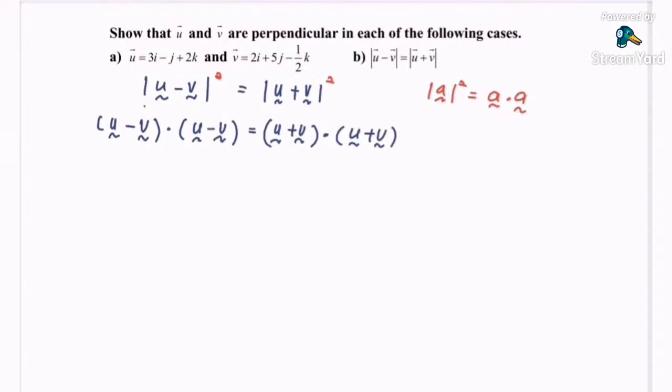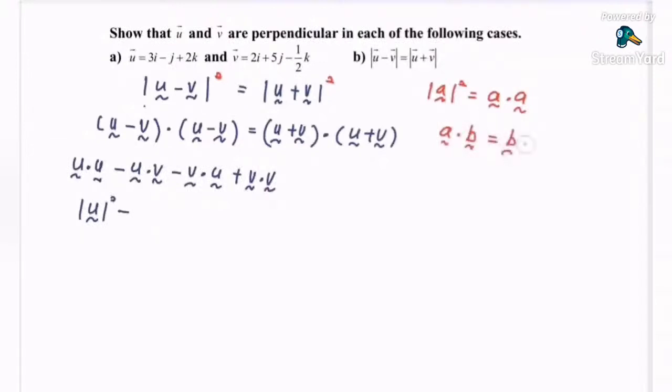So kindly expand the situation where we will have u dot with the u minus u dot with the v. Next, negative v dot with the u. Finally, plus v dot with v. Simplify the situation. U dot u, where we have the modulus of vector u squared, minus, we have the properties A dot B is equal to B dot A. So in here we can simplify the situation, negative 2u dot v. Finally, plus with the magnitude of vector v squared.